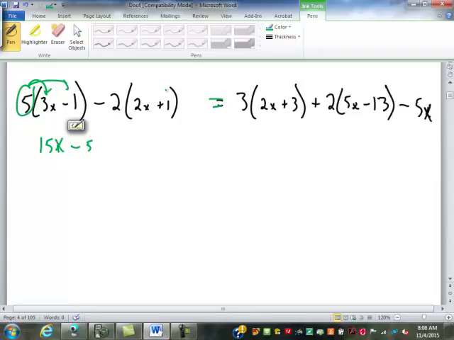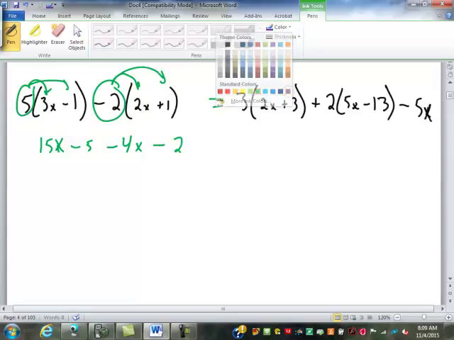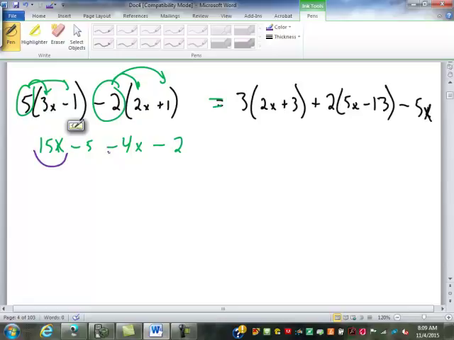Now this next one is where the mistakes usually get made. This is not the 2x plus 1 times 2. It's 2x plus 1 times negative 2. So negative 2 times 2x is negative 4x. Negative 2 times 1, negative 2. Now I can still combine 15x and negative 4x make 11x. Negative 5 and negative 2 make negative 7. That is the left side of my equation.